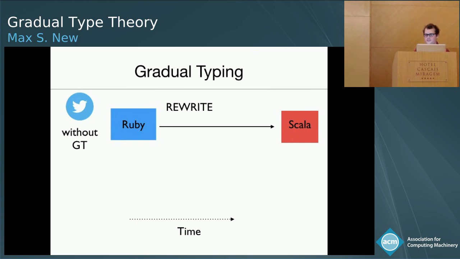And so what you need to do instead is re-architect your application so that Ruby components can interact with Scala components. It's a little complicated. And to boot, you can introduce bugs in the translation process.